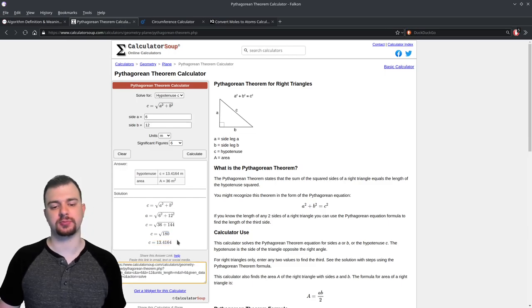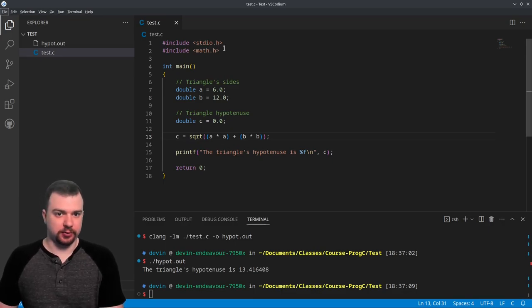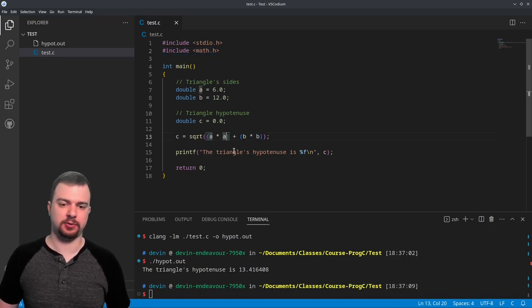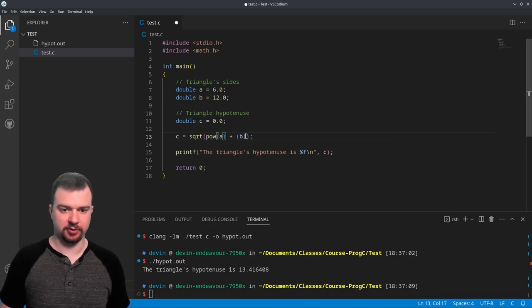13.4164. Exactly what I want. Now, since we're on the topic of the math library, we can do a few more pretty interesting things. So, this is great and all for doing squares, but it's pretty limited. So what if we did this instead?